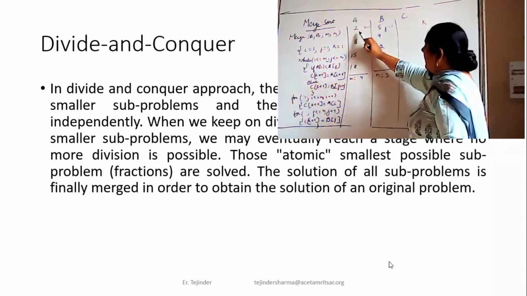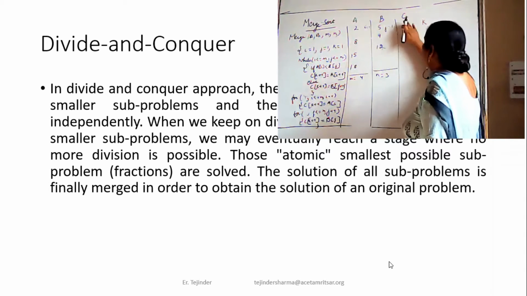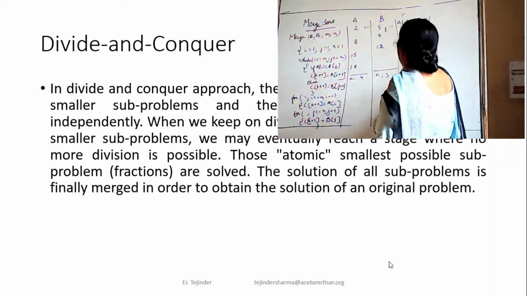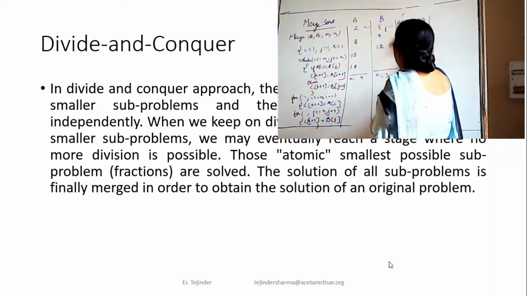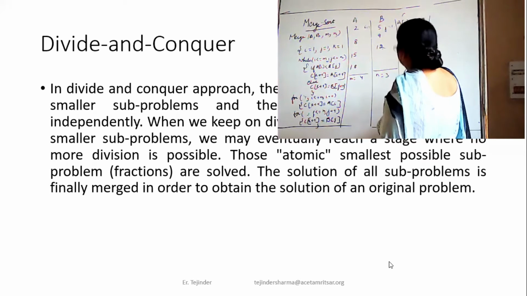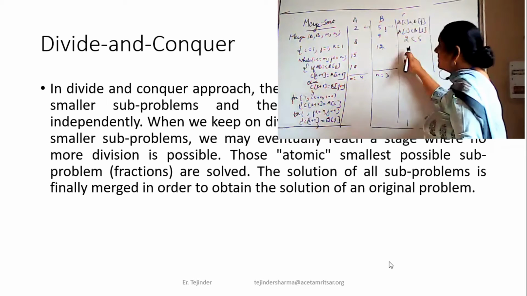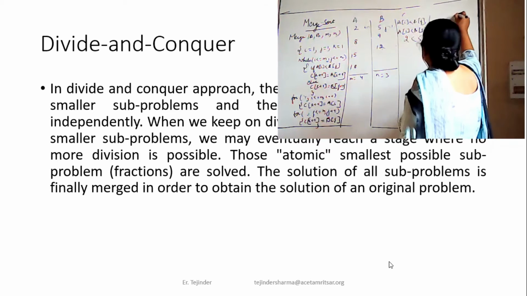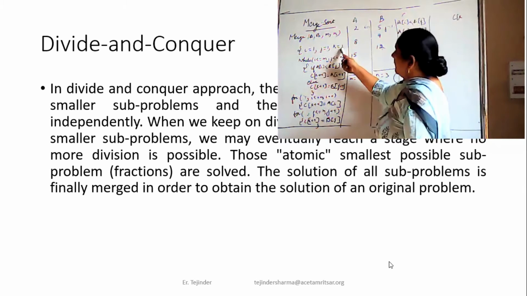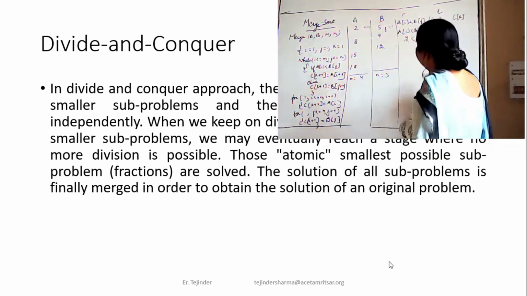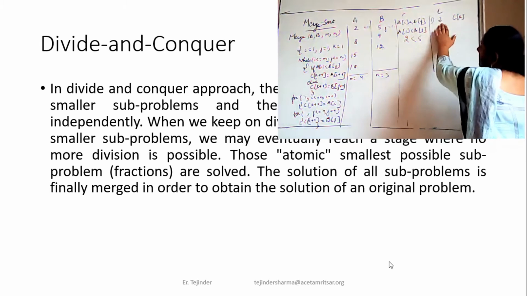Now, what do we have to check? If A of I is less than B of J. So compare A of 1 with B of 1. That means 2 is less than 5, the condition is true. Therefore C of K, that is C of 1, will be 2. So at the first position in array C, we will have 2.